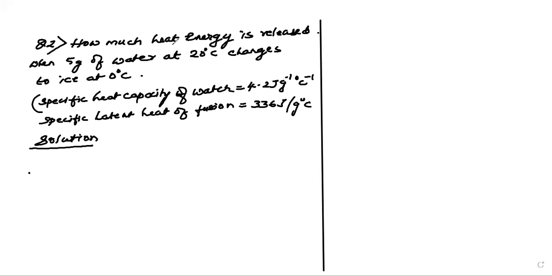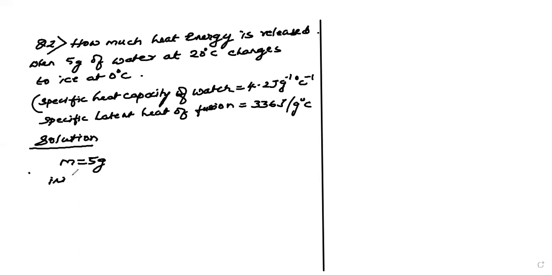How much heat energy is question number 2? How much heat energy is released when 5 grams of water at 20 degrees Celsius changes to ice at 0 degrees Celsius? Meaning, how much heat energy is given up? Release means it went out. When you have 5 grams of water, children. Okay, what is the mass of water? 5 grams. Okay, 5 grams of water at 20 degrees Celsius.